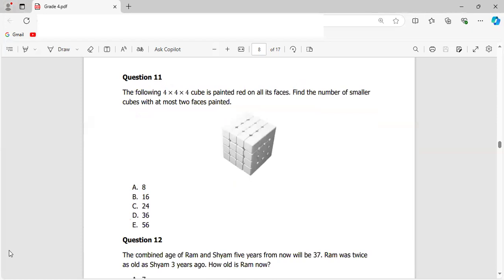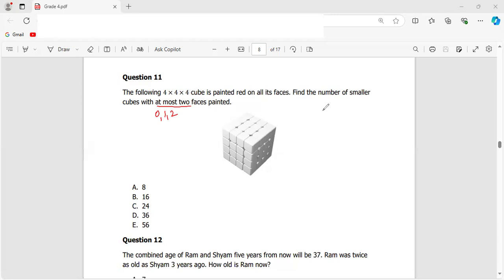Question number 11. The following 4x4 cube is to be painted red on all faces. Find the number of smaller cubes with at most 2 faces painted. At most means it could be 0, 1, and 2. At most means a maximum of 2 faces painted.